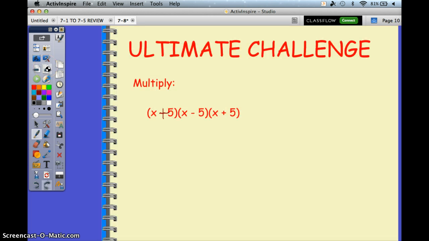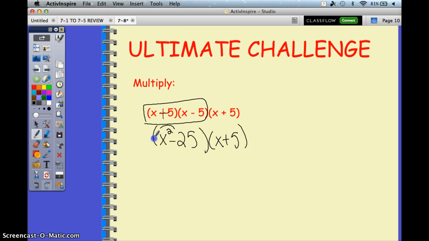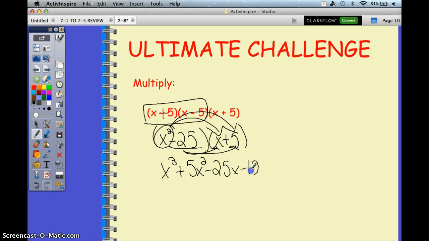This one's my favorite. The ultimate challenge. When you have something like this, just take it step by step. So we have x plus 5 times x minus 5. It's a plus b, a minus b. You get x squared minus 25 times x plus 5. Well, now we can just distribute. X squared times x is x cubed. X squared times positive 5 is plus 5x squared. Negative 25 times x is negative 25x. Negative 25 times 5 is negative 125.